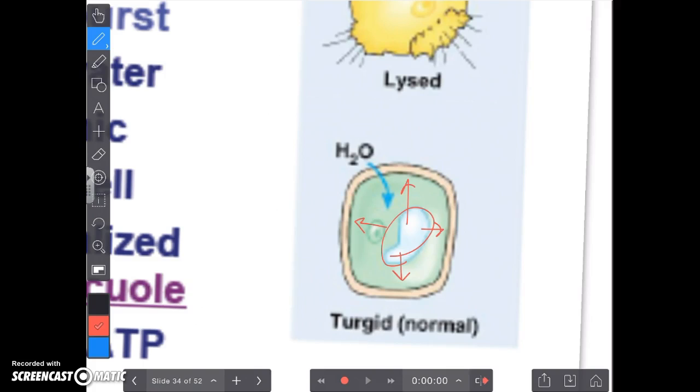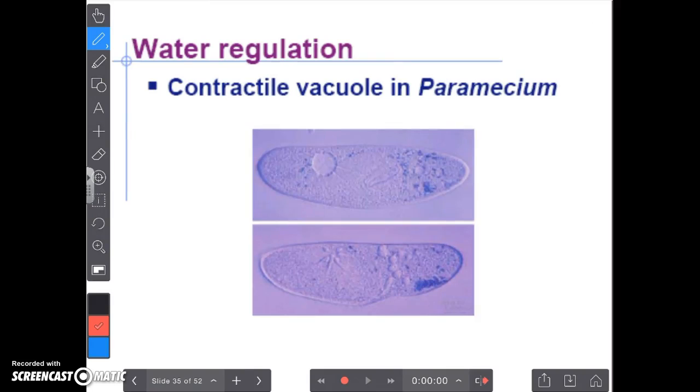Now, if I release water, that pressure starts to decrease, and as that pressure starts to decrease, the plant will start to wilt, and so we don't want that. We want to keep the increased turgor pressure. Now, if I need to get rid of water, I can help regulate that.